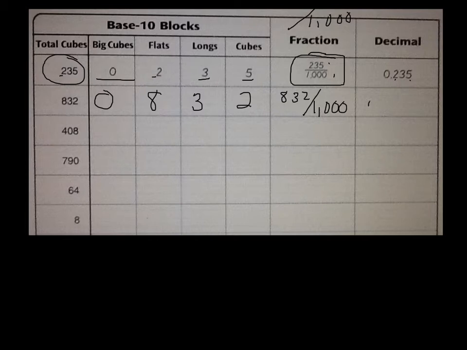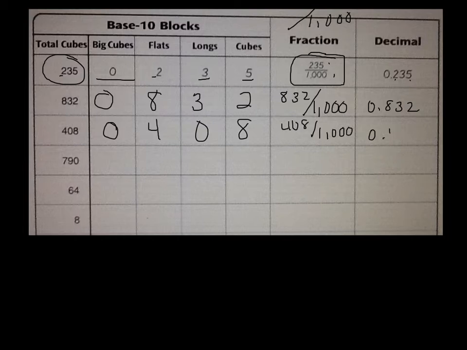So we'd write 0.832, or 832 thousandths. Let's try one more together. Let's do 408. So we have 0.408. As a fraction, we write 408 thousandths.